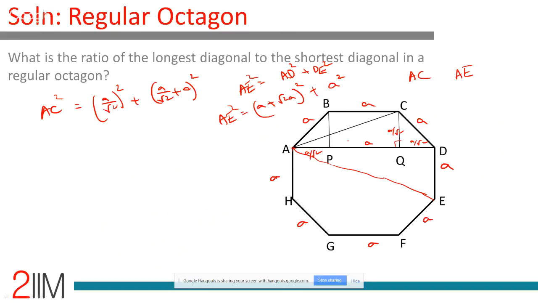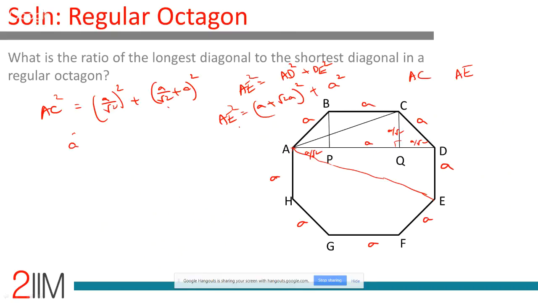I want to find the ratio of the longest diagonal to the shortest diagonal in this. Right? So wonderful question. So think about it and then say how will you find this. You just need to find this, then you're through. Right? So let's do this.